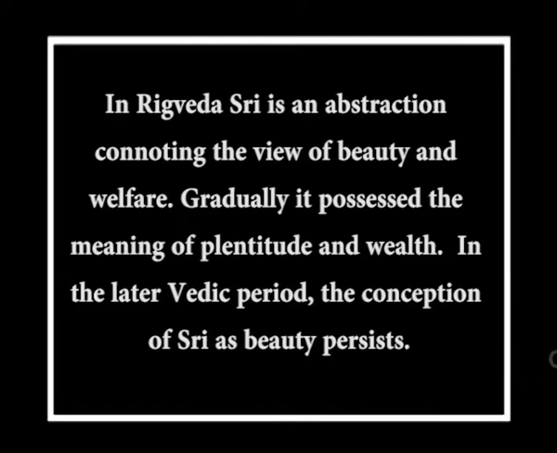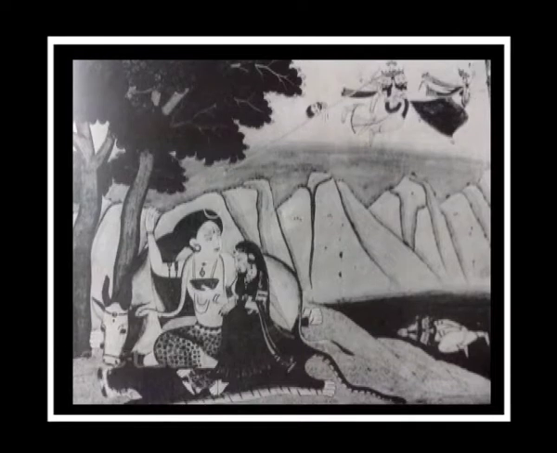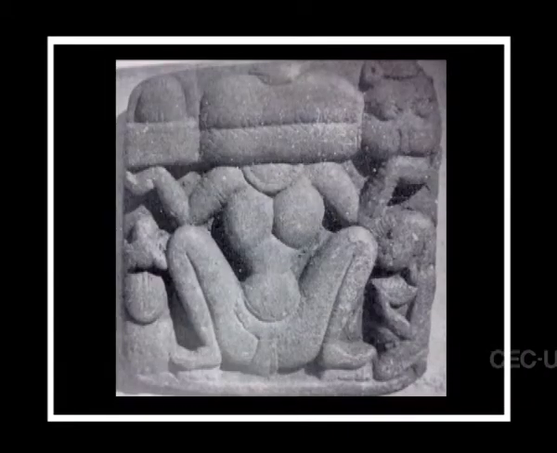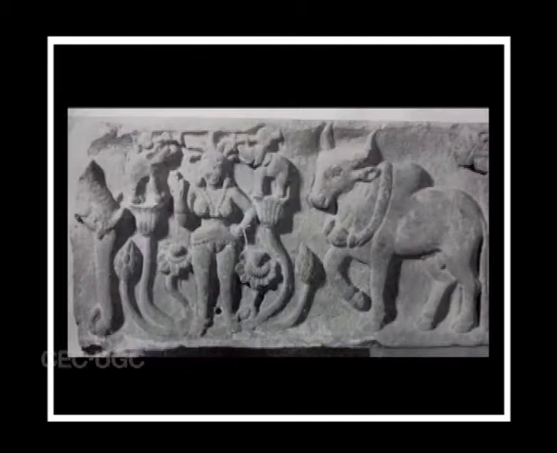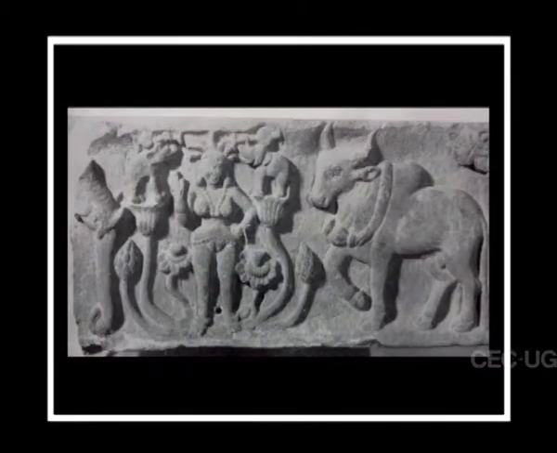In the later Rigveda period, the conception of Shri as beauty persists. In the tale of Shri and Prajapati, one can see the transference of the abstract idea of beauty to the visual form of a heavenly body. In the Shri Sukta, the full iconographic conception of Shri Lakshmi emerges. She is associated with lotus and also with elephants anointing her.